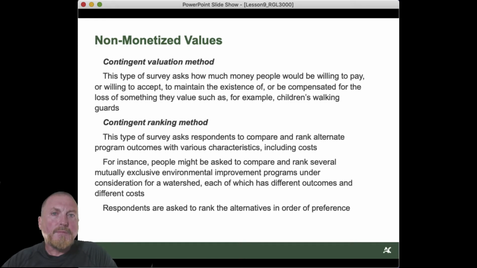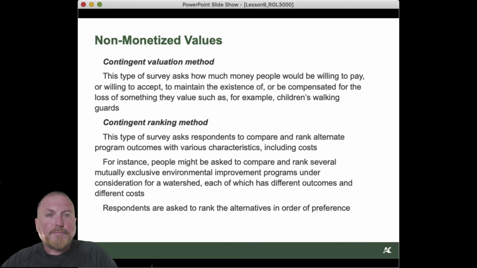Okay. Now I list the methods here, fairly straightforward. Contingent valuation method. This type of survey asks how much money people will be willing to pay or willing to accept to maintain the existence of or be compensated for the loss of something they value, such as children's walking guards or a green space in their neighborhood or whatever the case may be.